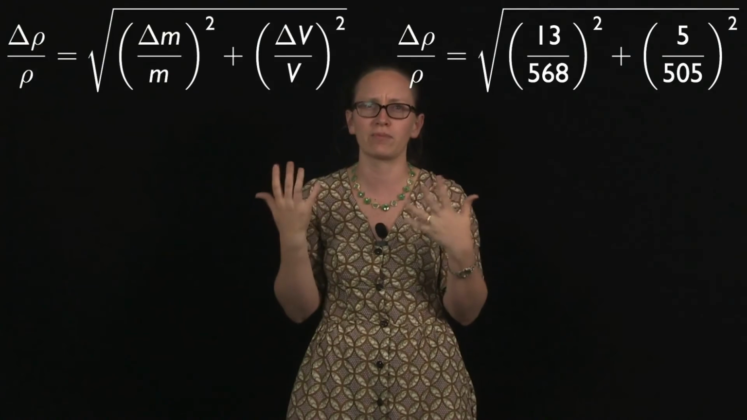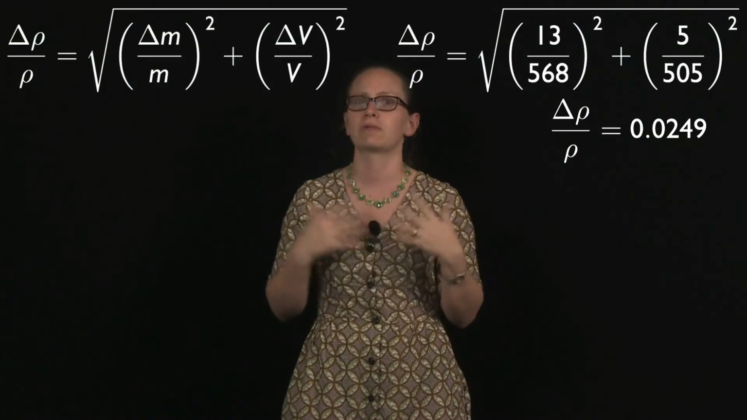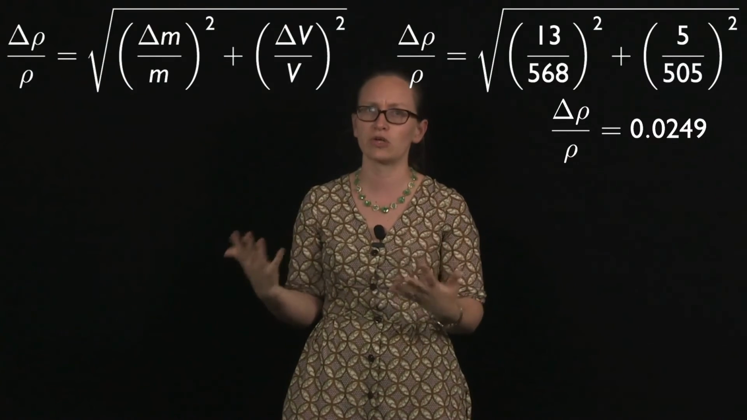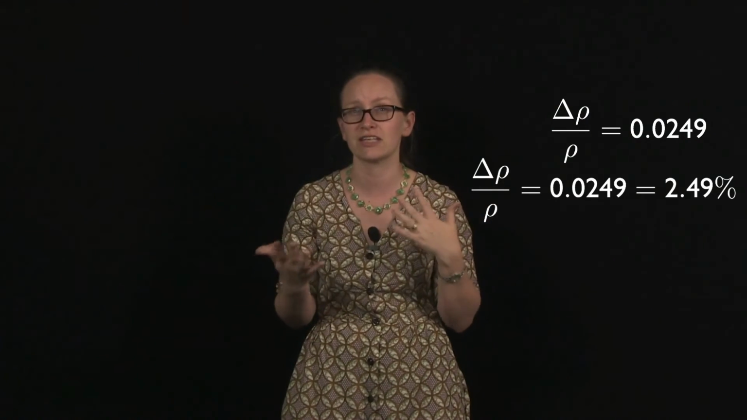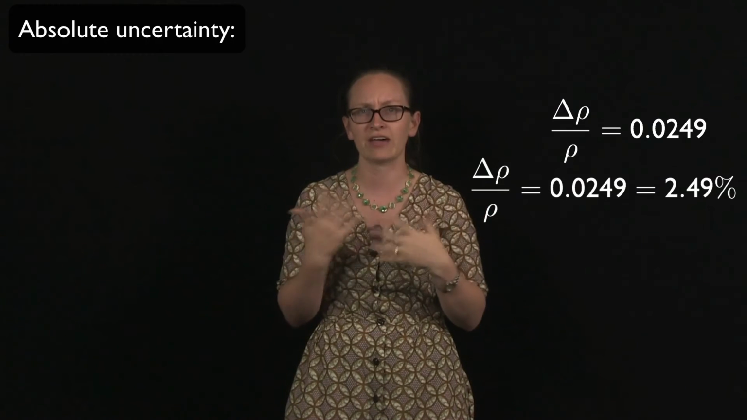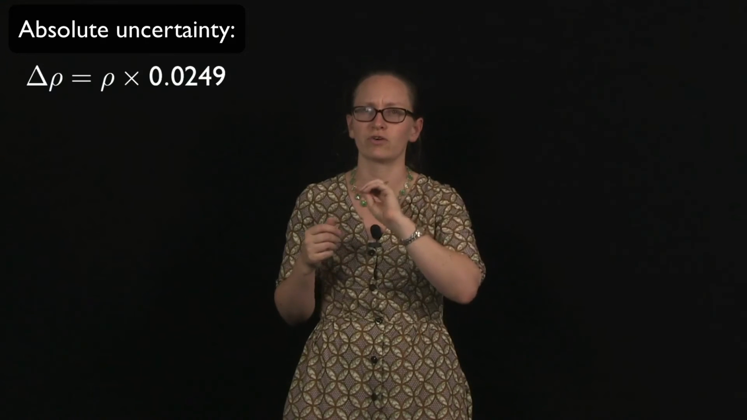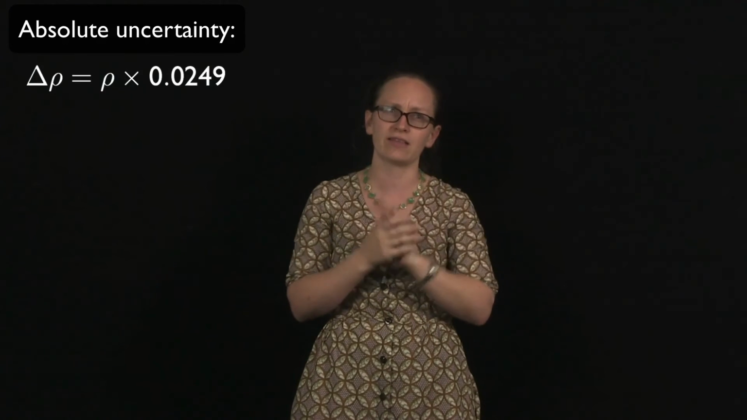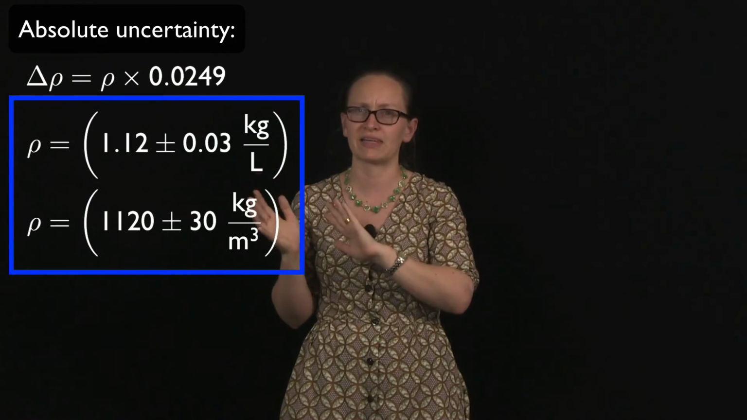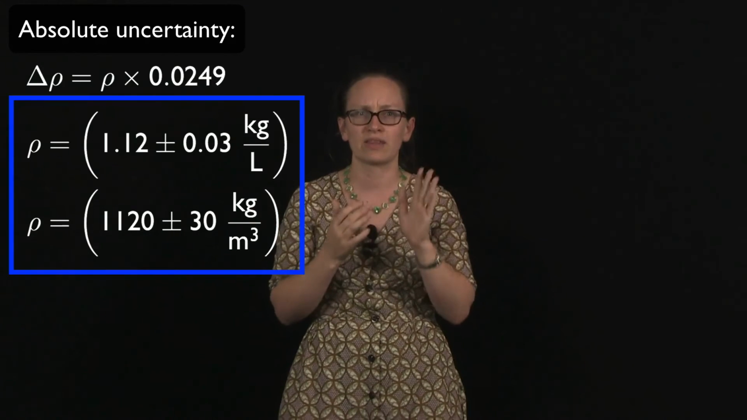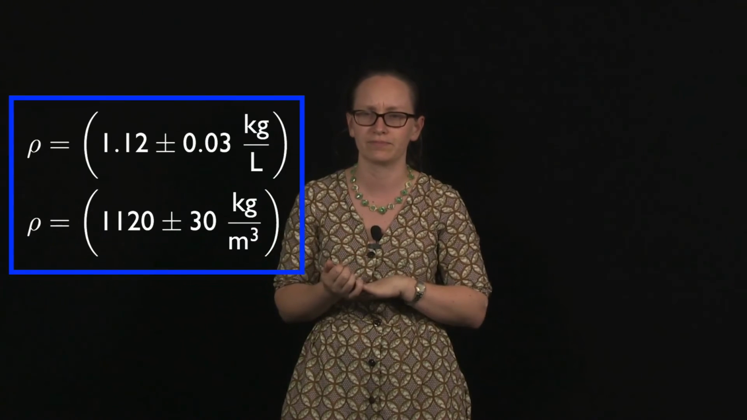And so this gives us 0.0249, which if we want to present as a percentage, we multiply by 100, giving us 2.49%. It's more normal to present our final uncertainty as an absolute uncertainty. So to calculate the absolute uncertainty, we just do the density times 0.0249. So the density is then 1.12 plus or minus 0.03 kilograms per litre, or in SI units, 1,120 plus or minus 30 kilograms per metre cubed.